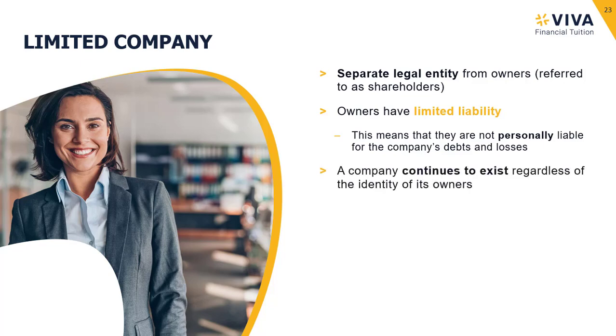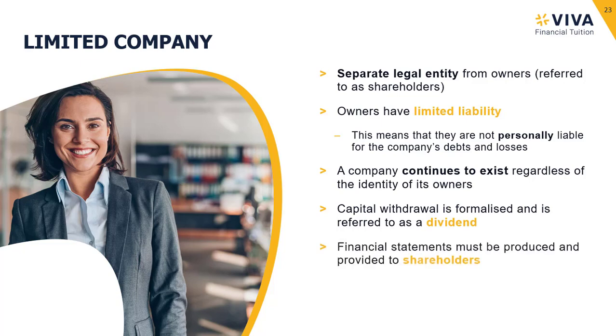The company continues as a separate legal entity, continues to exist regardless of the identity of its owners. Capital withdrawal with the company is formalised. There's a set process you need to go through, and it's not called drawings, it's called dividends. Financial statements must be produced and must be provided for shareholders, because the shareholders need to know what's going on with the business that they own. And there's an agency relationship, which we talk about a little bit later.